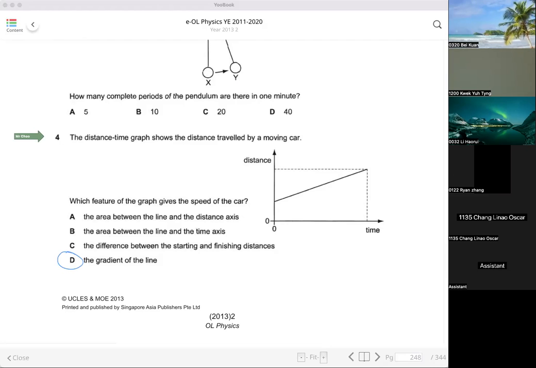Can I ask you a question? What does the area here represent? Anybody know? What does the area represent? Ryan, well done. How about the rest of you? What does the area under the graph represent?